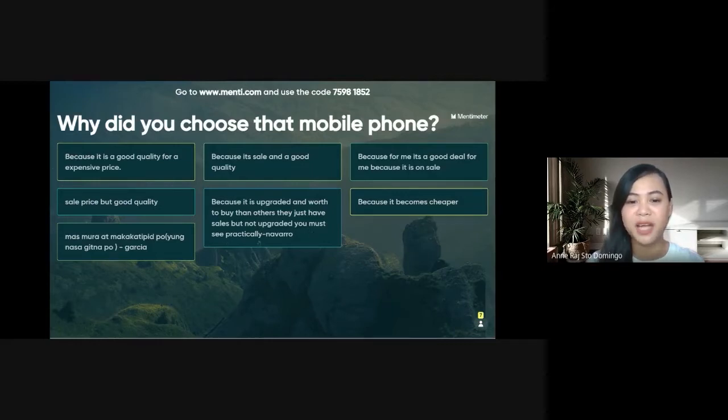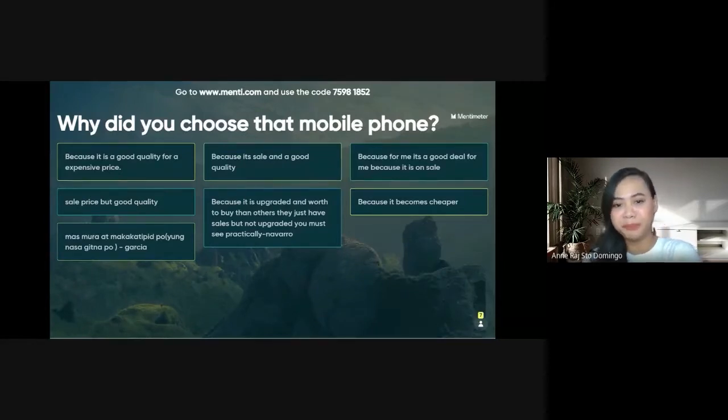You must see it practically. Okay, this is from Junabel Navarro. She chose the first. Another says, because it becomes cheaper. So they chose the second: cheaper and you save more with the one in the middle. Okay, so there are no correct answers. It's your opinion, your perspective. So, no problem. Thank you for those who answered.